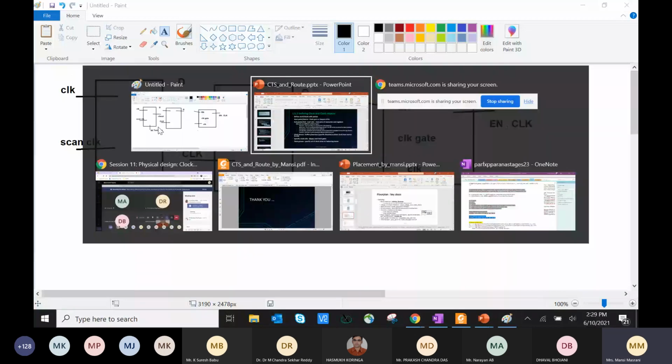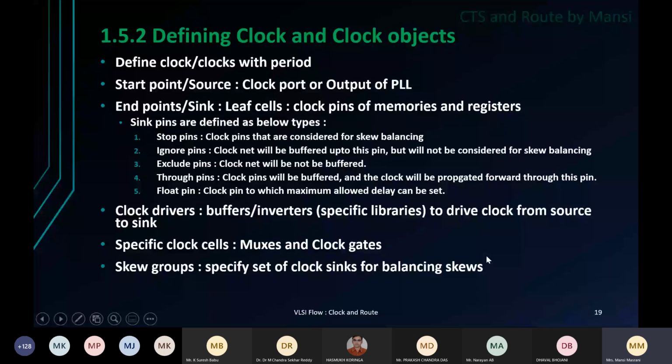As I told, we want not all flops to be perfectly balanced for skew, because that is ideally not possible. The last flop cannot have just 10 ps of clock delay. It will definitely have a much larger delay based on where it's sitting. So we will define small chunks of flops, and we will name it inside one skew group, and we will tell the clock that for these many flops, please balance the skew. The other group has some other number to be balanced. So these are the clock and clock objects.